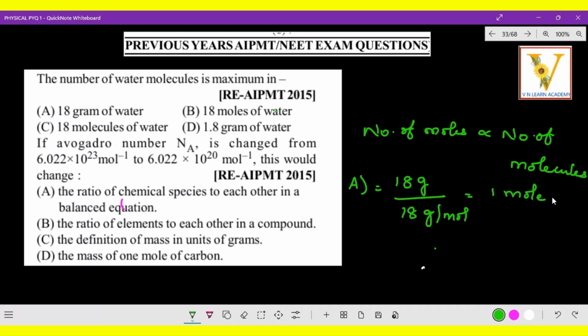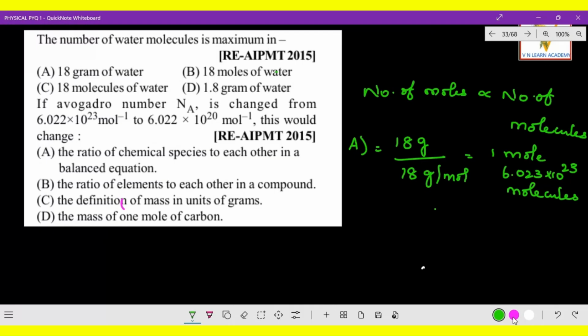1 mole is equal to 6.023 into 10 to the power of 23 molecules, right? Okay, now the second one, option B. What they have asked here is 18 moles of water. For 18 moles of water, they themselves have given the answer. This is moles of water only, as we have got in the first one.